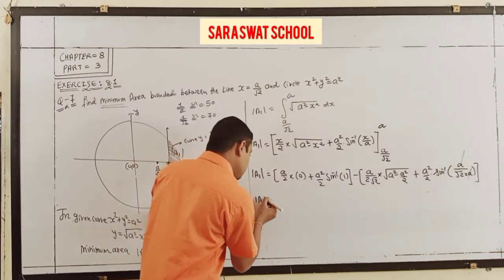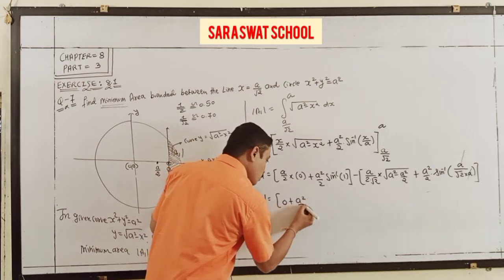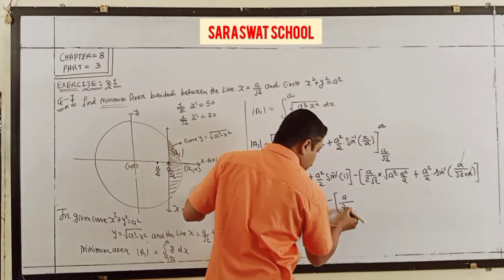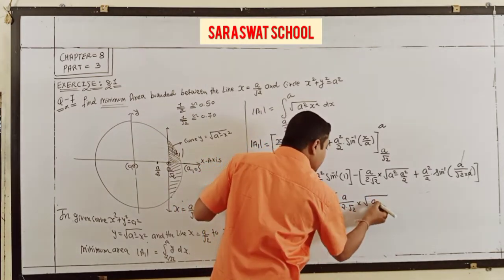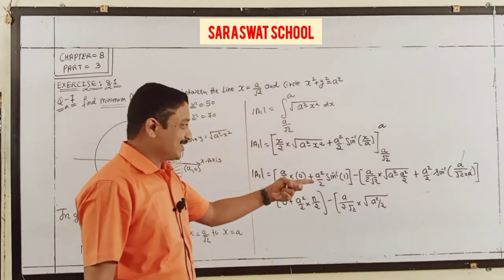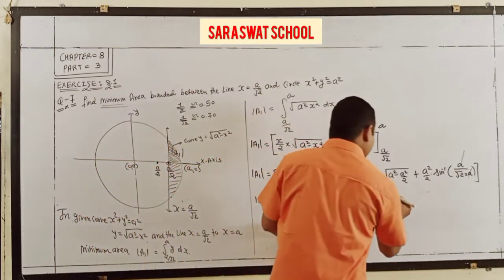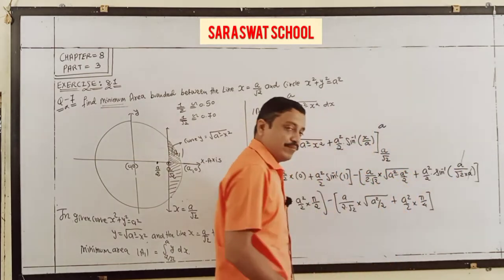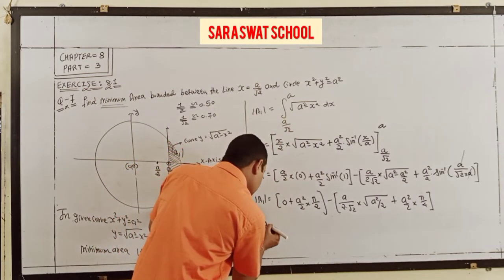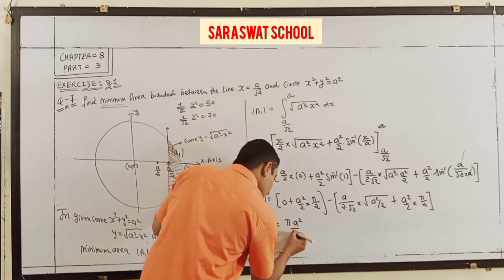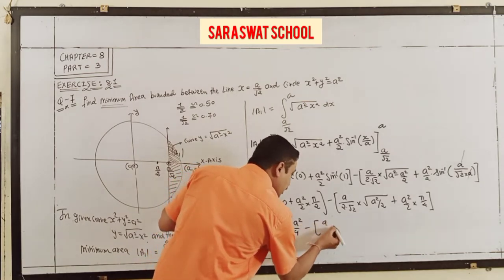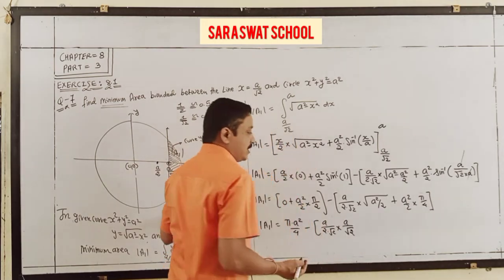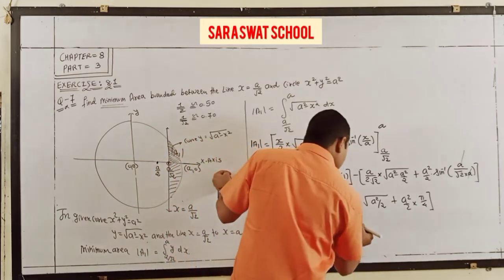So you create your solution: 0 plus a square by 2 into pi by 2, minus a by 2 root 2 into a square by 2. Correct? A square minus a square by 2 is a square by 2, and plus a square by 2. Here 1 by root 2 is 45, pi by 4. Finally, A1 is done, pi a square by 4 minus here a by 2 root 2 into a by root 2. Yes, a square by 4, and that, students, is pi a square by 8.